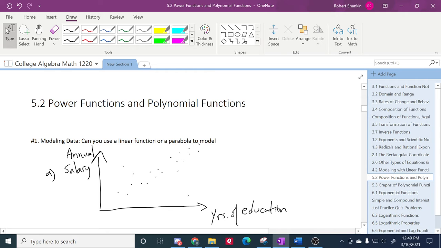And like this dot way up here and this dot way out here, we call those outliers. They don't kind of fit with the general trend, but there's usually some outliers. But in general, there seems to be a trend. And could we use a linear function or a parabola to model this data? And the answer is, when the dots kind of form a pattern that looks like a line, yes.